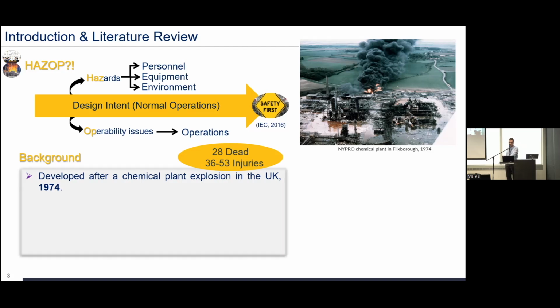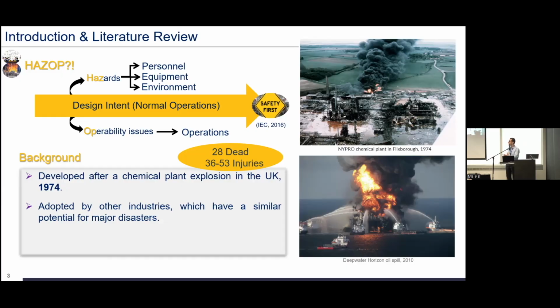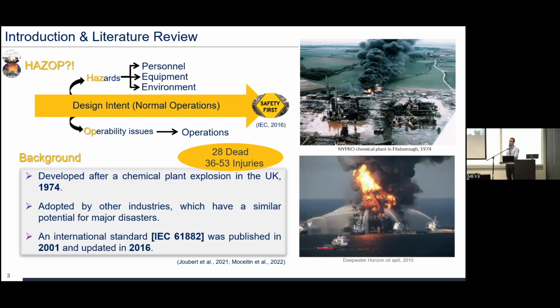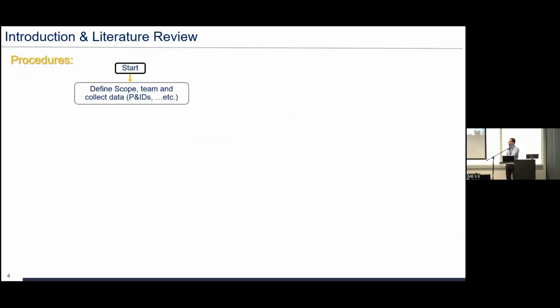This method has also been extended to other industries like oil and gas and petrochemical plants that have similar potential for this kind of explosions and accidents. It has gained a lot of acceptance and became a guide or a standard in the process industries. The first standard was released in 2001 and updated in 2016 to detail how this method is conducted.